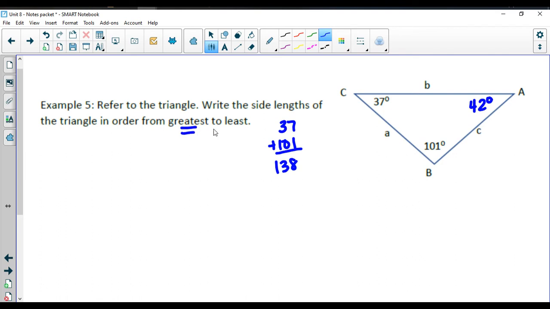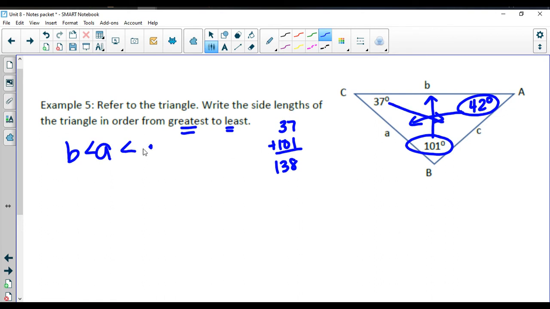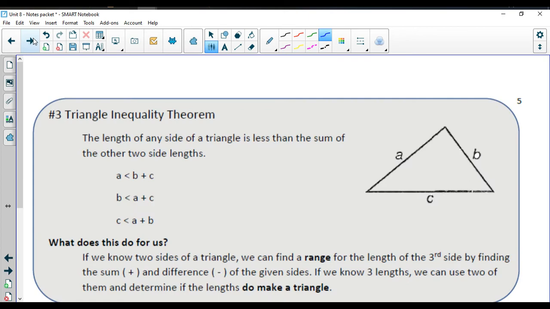So we want to go from greatest to least here. Starting with the biggest angle, that's going to take me across to side B. The medium angle is going to go over here to side A, which is going to be less than the smallest, which is over here at side C. Notice that the angles are written with uppercase letters and the side lengths are written with lowercase letters. That is going to be super important for us.